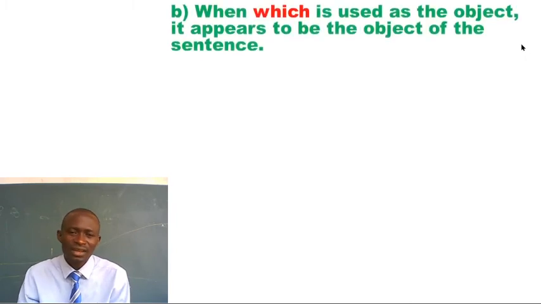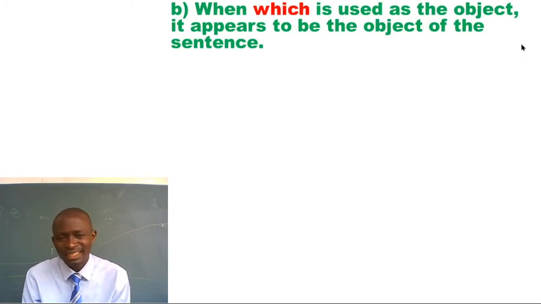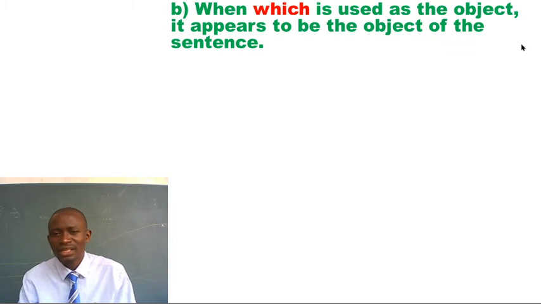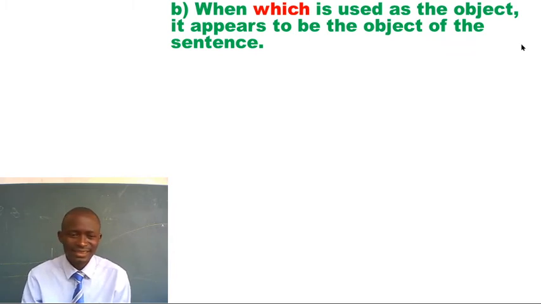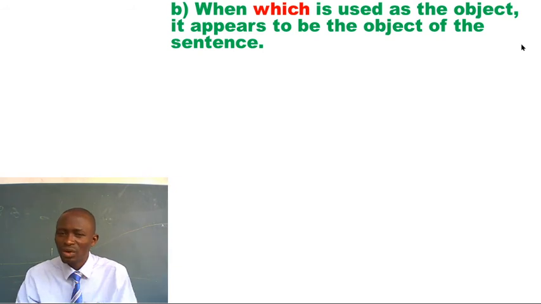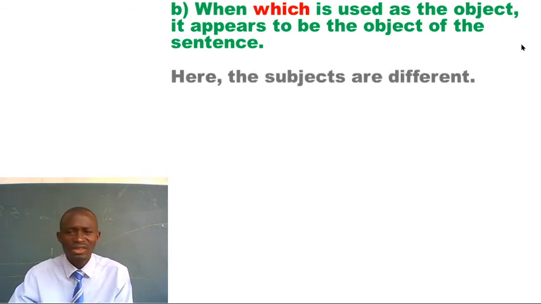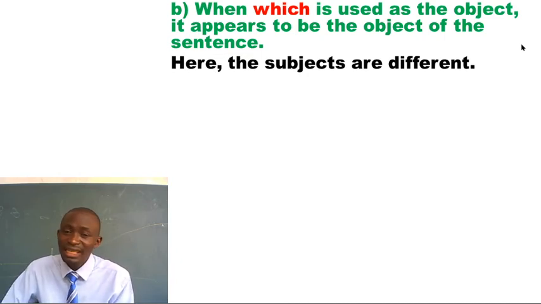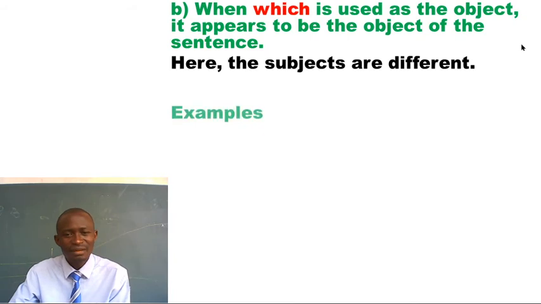Next, dear friends, this information is very important. When which is used as the subject, it is what we're talking about. But if which is used as the object, it appears to be the object of the sentence. Let's analyze this one using examples. What are we meaning? The subjects are different. An example comes.